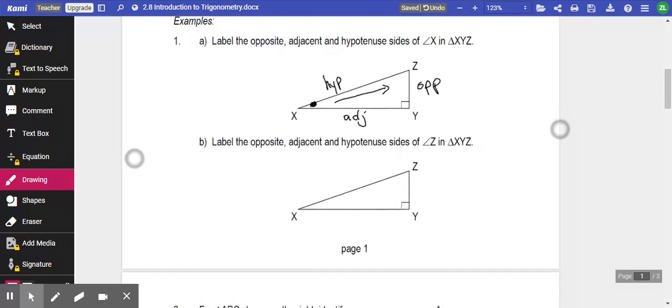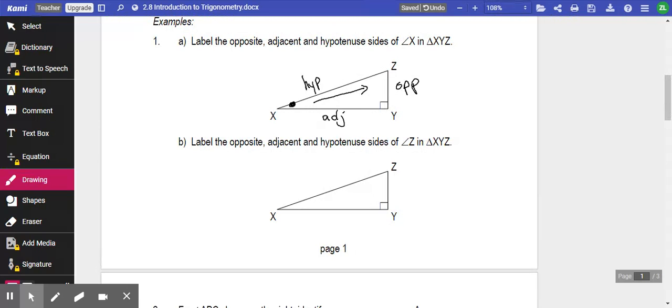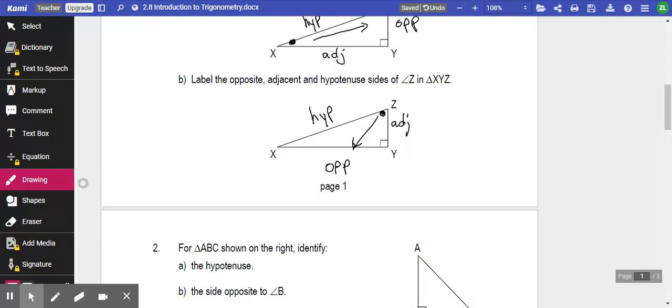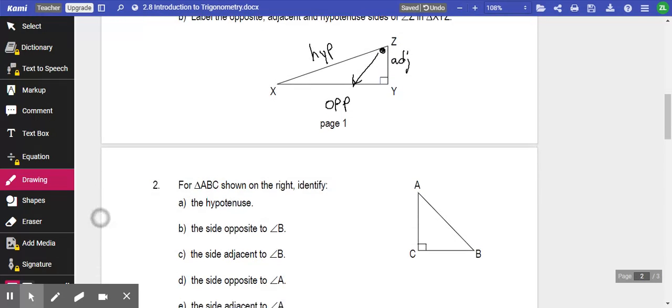If we go to the next question, it says label the opposite, adjacent, and hypotenuse sides of angle Z. So this one right up here. Well, once again, we know the one across from the right angle is our hypotenuse. We know that the one across from the angle under examination is the opposite. And we know that the one closest to the angle itself is the adjacent. And that's how we label the three different sides of a right angle triangle.